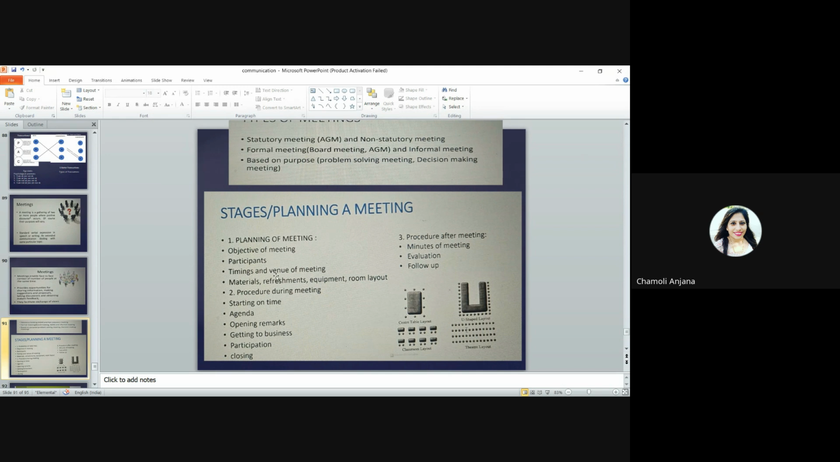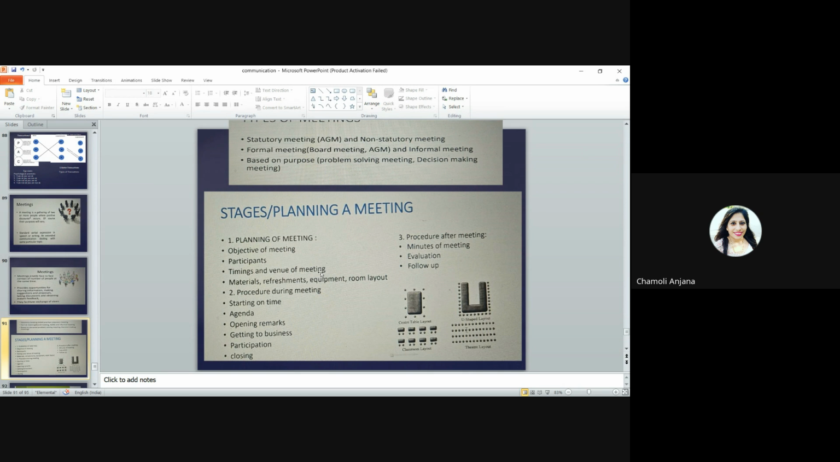Then timings and the venue of the meeting. So when will be the meeting? What will be the date of the meeting? Will it be on the weekends? Will it be on the working days? Will it be on a holiday? And what will be the timings? Will it be during the office timings? Will it be after the office timings?